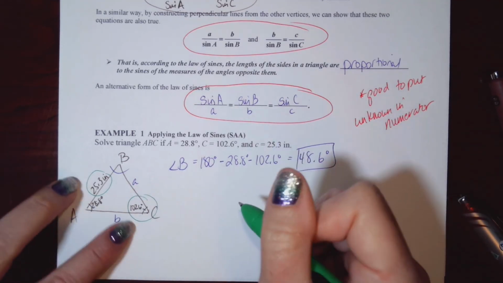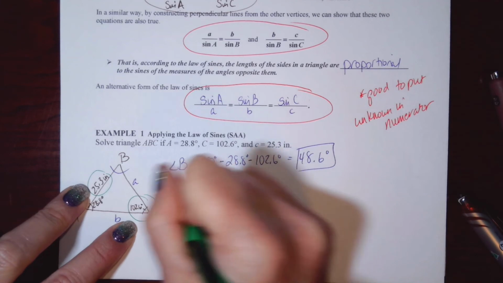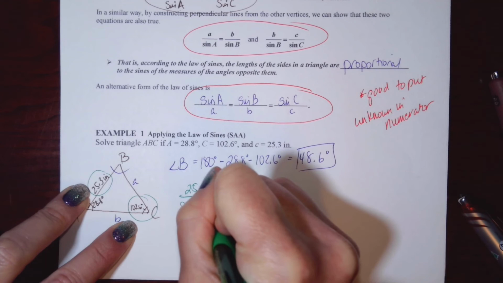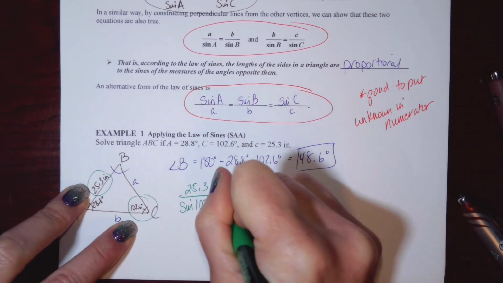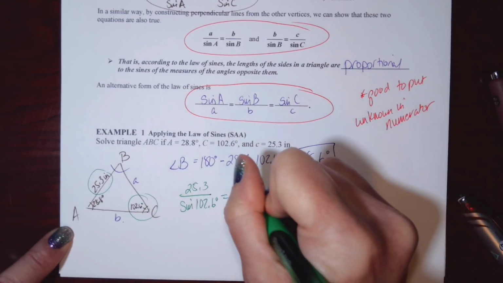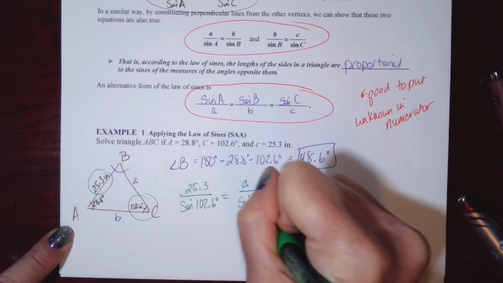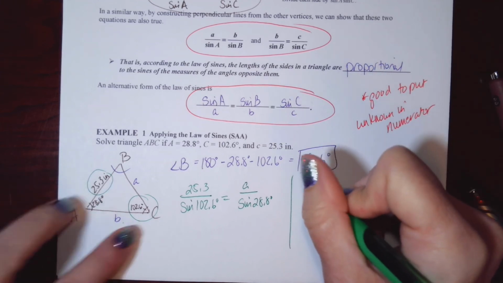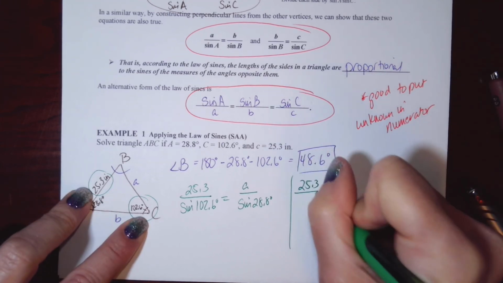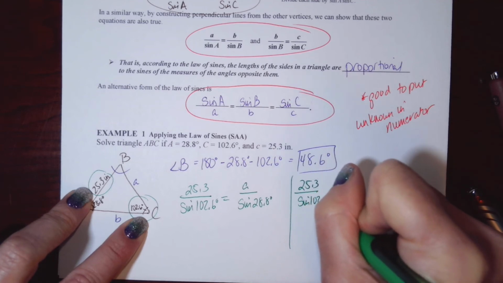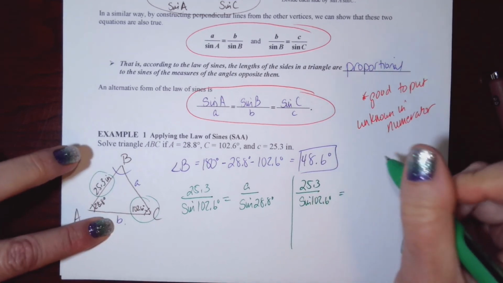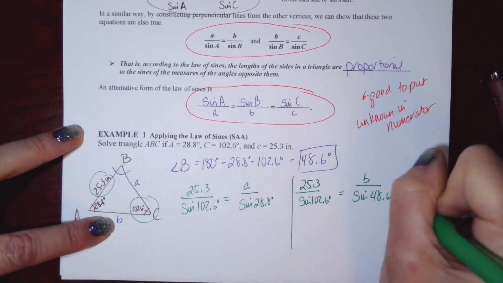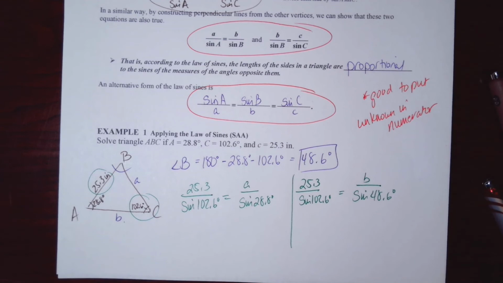All right, so this is what I know. I know that 25.3 over sine, we've got to use law of sines, of 102.6 is going to be equal to A over the sine of angle A. And it's also going to be equal, same pair, this is what we know, 25.3 over sine of 102.6 degrees. That is also going to be equal to side B over the sine of angle B, 48.6.